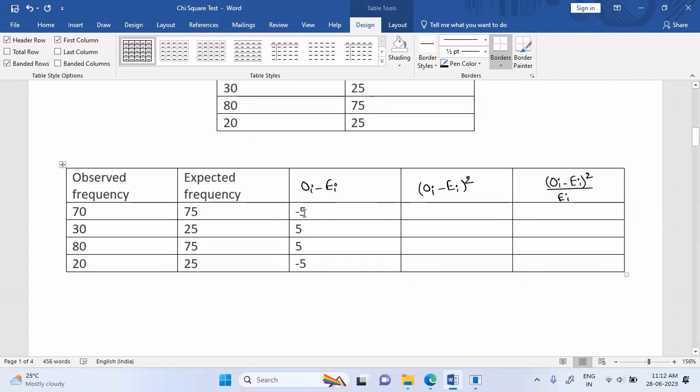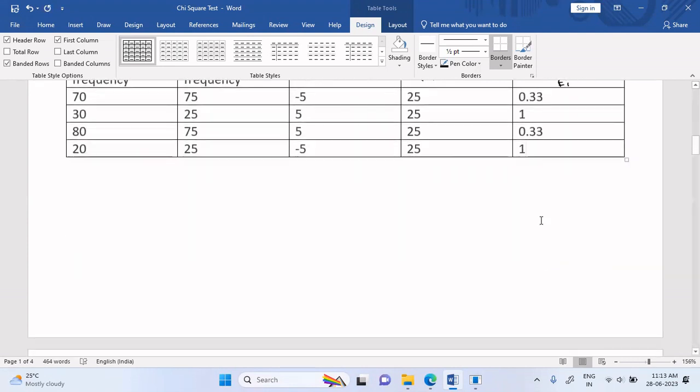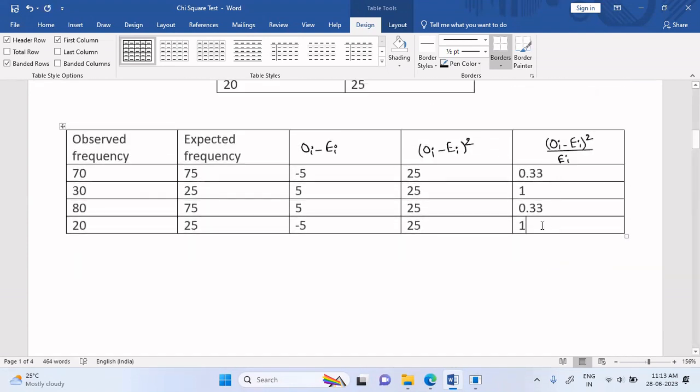And square of each value. Minus 5 whole square gives 25. Plus 5 whole square gives 25. Same 25. Same 25. So we have to divide this 25 with each expected frequency value. That means 25 divided by 75, which gives 0.33. And 25 divided by 25, which gives 1. 25 divided by 75, same 0.33. 25 divided by 25 gives 1. So we need to do summation of all these values.